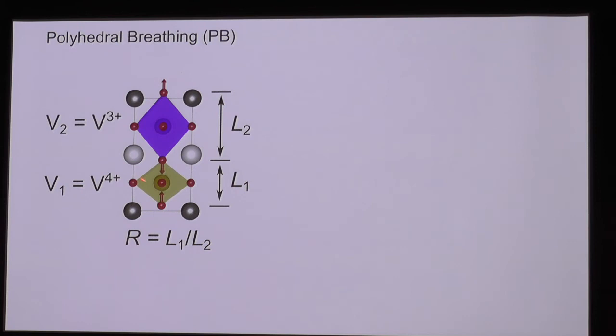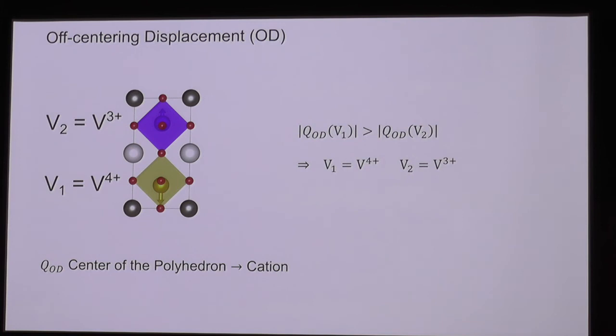The other lattice distortion is called off-centering displacement, which can be quantified by the distance between the center of a polyhedron and the position of the vanadium. Generally speaking, vanadium 4+ has a larger displacement, also because of the ionic size effect, because in the perovskite structure, the smaller the B-site ion is, the larger the displacement is.